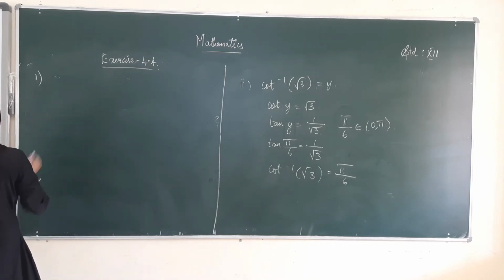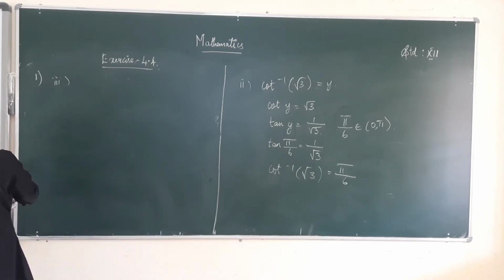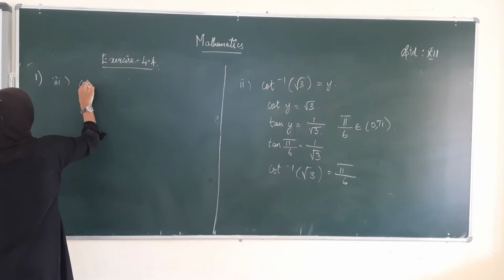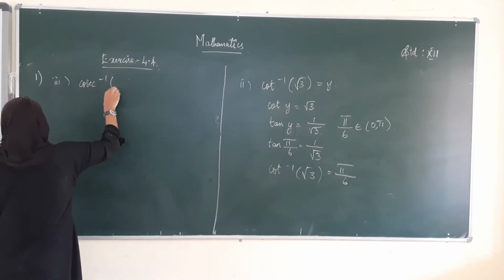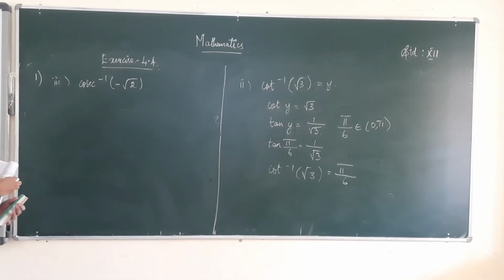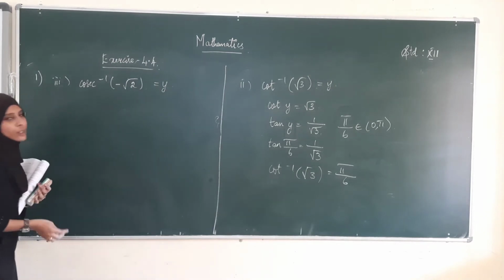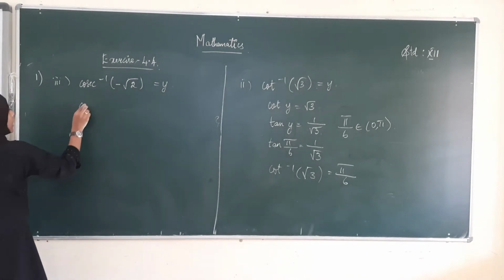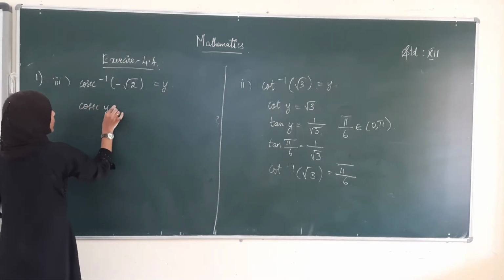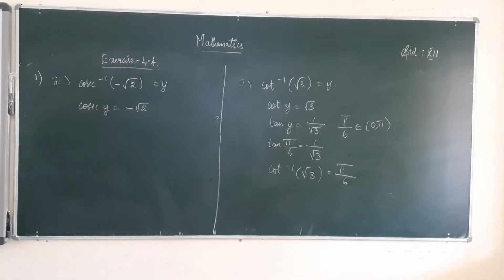So what's the third subdivision? Cosecant inverse of minus root 2. Now let us take this as y. Cosecant inverse of minus root 2 is equal to y. Then cosecant y is equal to minus root 2.